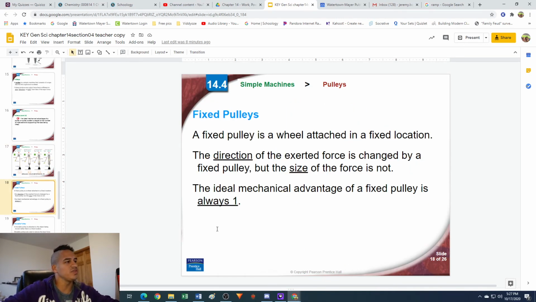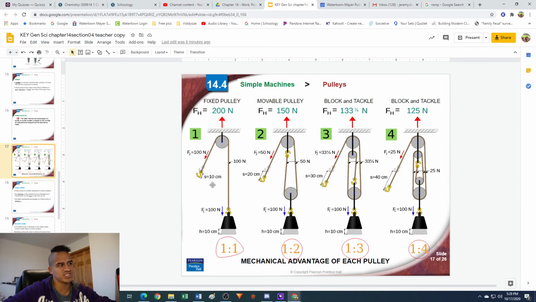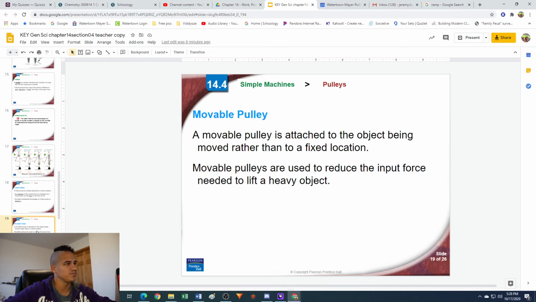All right, so now it's going to talk about these. We just looked at all these pictures basically, but fixed pulley: the pulley is attached in a fixed location. The direction of the force is changed by a fixed pulley, but the size is not. So the mechanical advantage of a fixed pulley is always going to be 1. Okay, that's this first one. This is never going to make things easier. It just makes it so that you have to pull down instead of pulling up, but it doesn't make it easier for you to do.